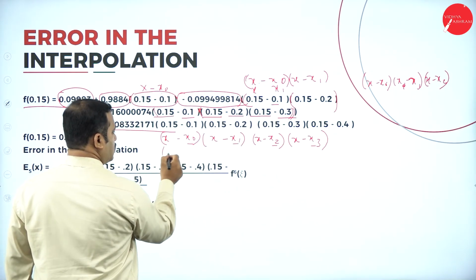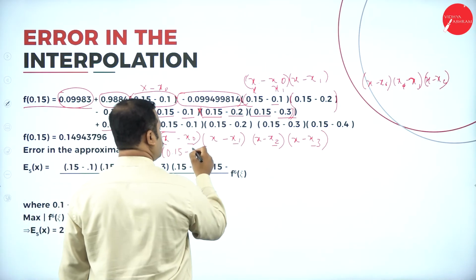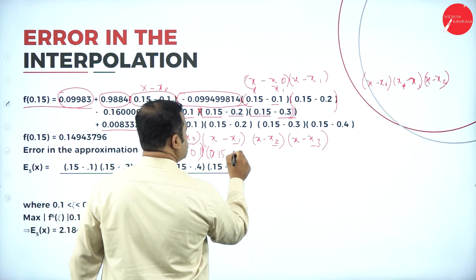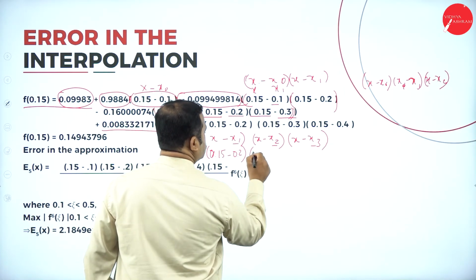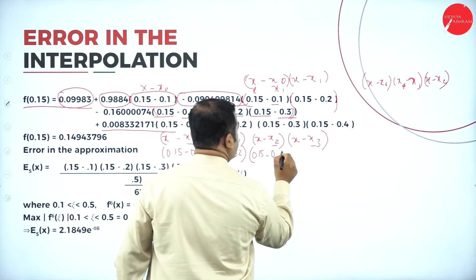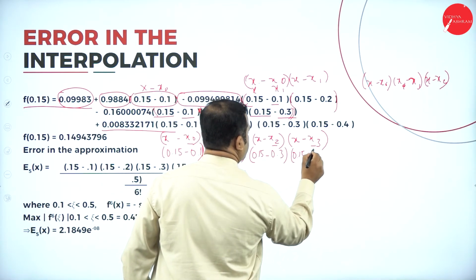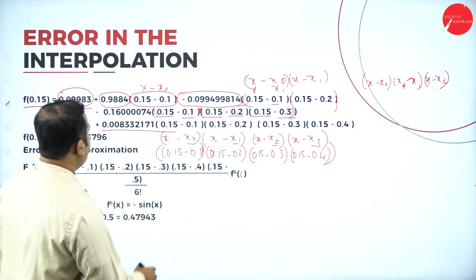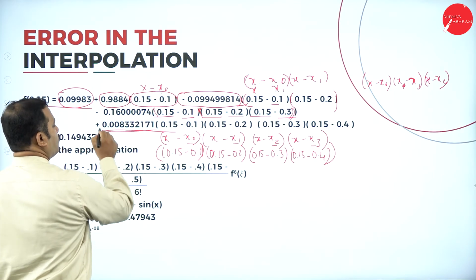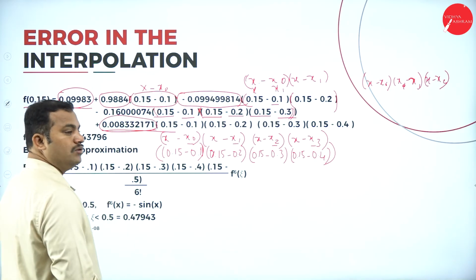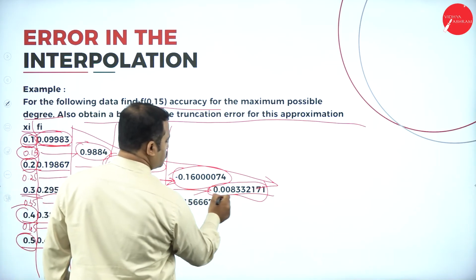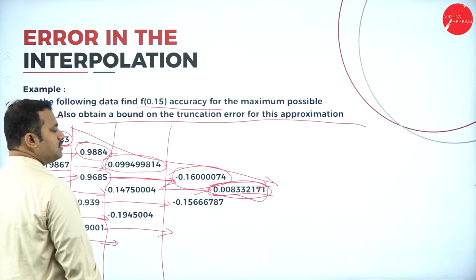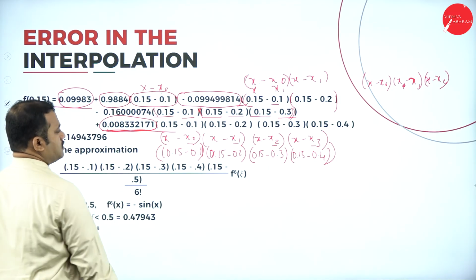What is x0? It is 0.15 minus x0, that is 0.1. Then 0.15 minus 0.2, then 0.15 minus 0.3, then 0.15 minus 0.4. This is how we are going to calculate. So we are left with this, which has to be multiplied by some value. Which is that value? It is this term, 0.008332171, which is to be multiplied.